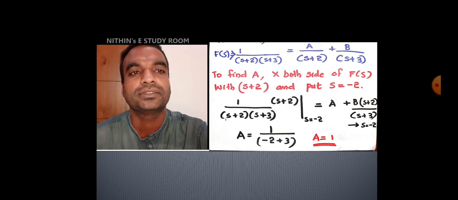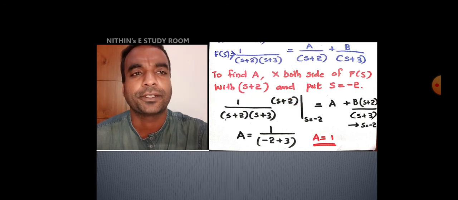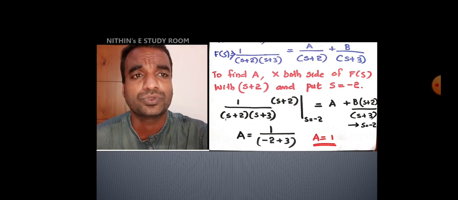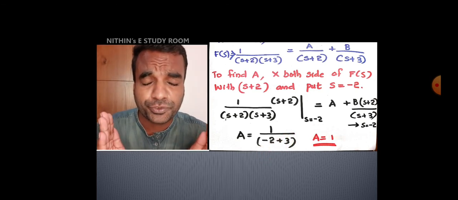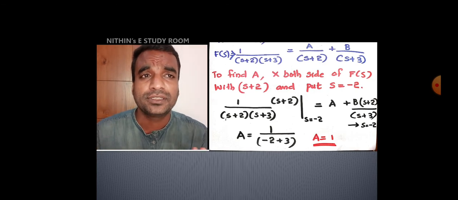So what is the equation? A is equal to... what happened here? S plus 2 and s plus 2 get cancelled. So 1 by s plus 3, and put s equal to minus 2. So 1 by minus 2 plus 3. So a is equal to 1. So you should be very clear about this.